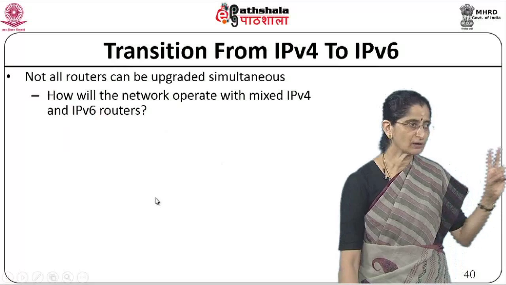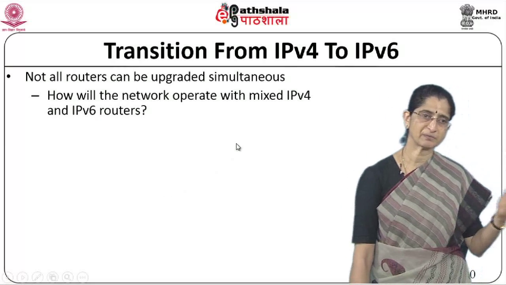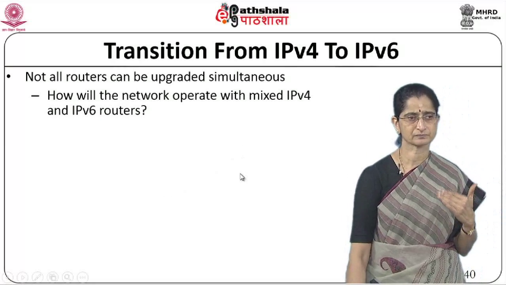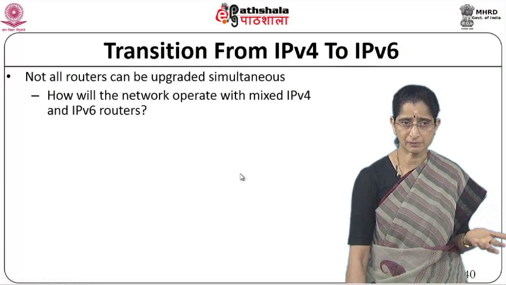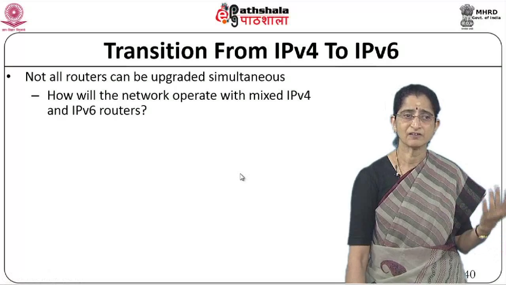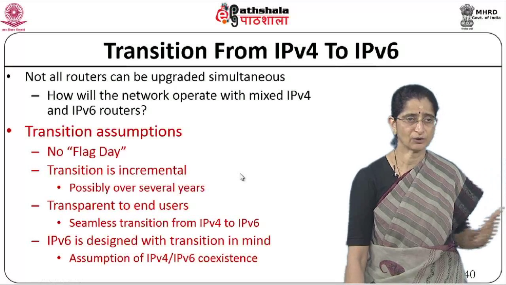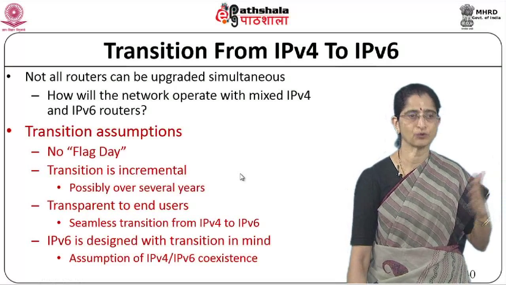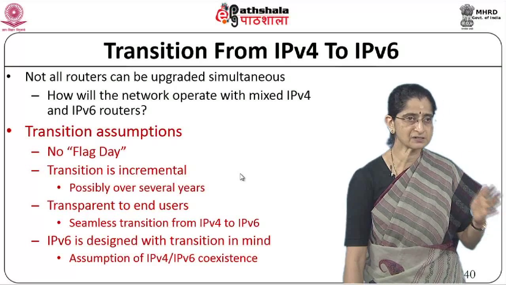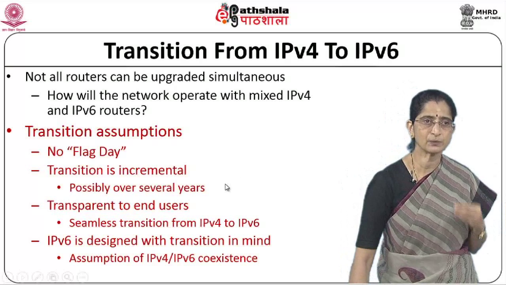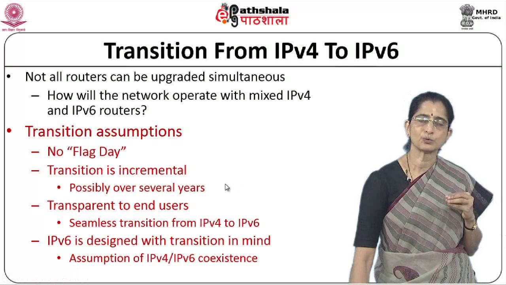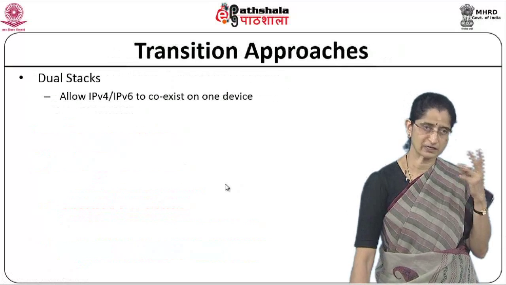Now talking about a transition from IPv4 to IPv6, not all the routers can be upgraded simultaneously. We know that obviously, right? There is nothing like one flag day where we say that okay, all the nodes will move from v4 to v6. So the transition has been planned in an incremental manner, and the whole thing has been designed with this transition in mind. So what are the options that we have for transition? There are basically three options.